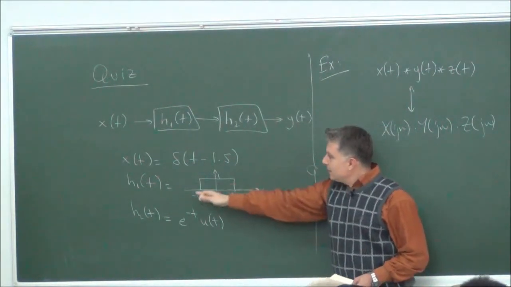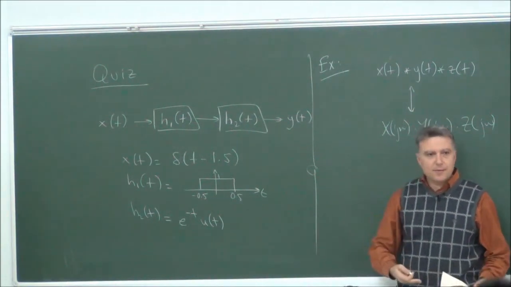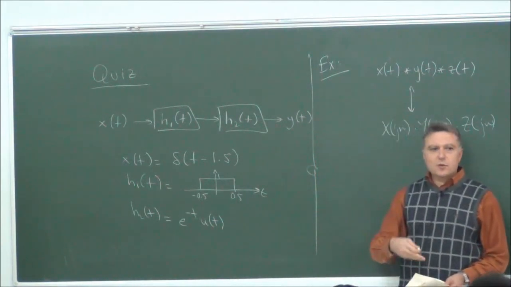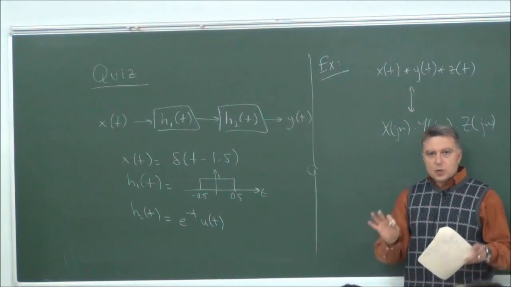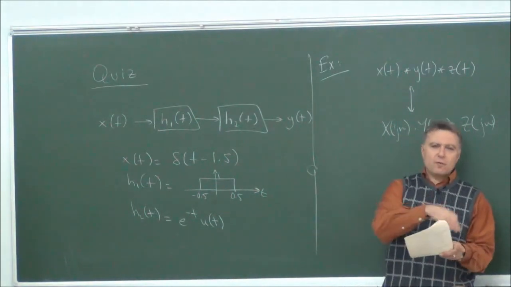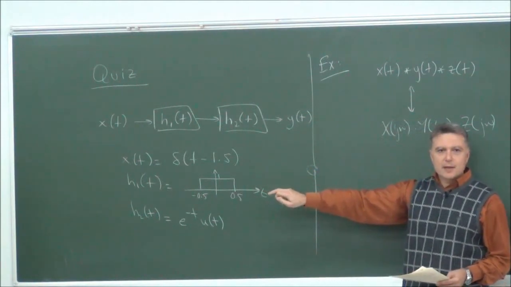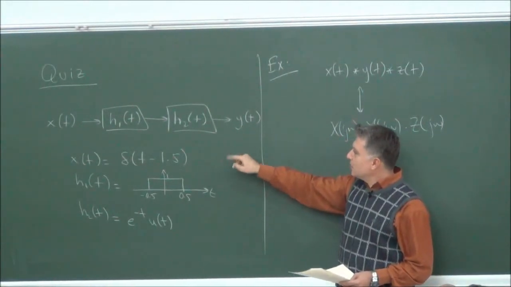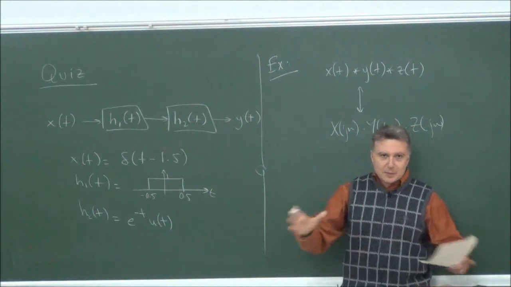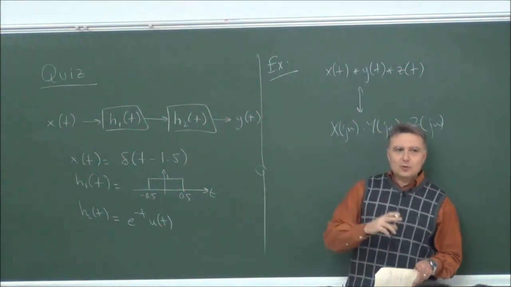So find the Fourier transform of this h1 of t, which is h1 of j omega, and we know that it's a sinc function. And we know that e to the minus t u of t has a Fourier transform of 1 over 1 plus j omega. So we have two expressions, and they must be multiplied. So it's a sinc over 1 plus j omega sort of thing. And then the Fourier transform of the input. What is that? It's an e to the minus 1.5 j omega. That's an extra term. Just multiply everything. That would correspond to the Fourier transform. Then you may try to invert that multiplication.